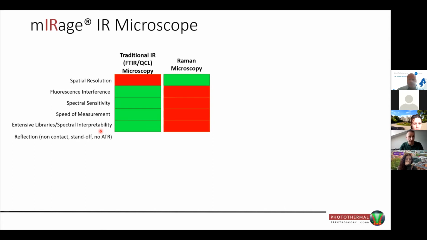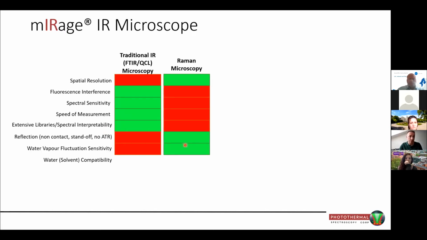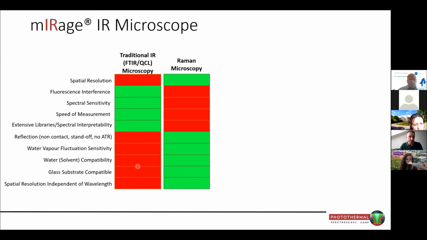If you want to work in reflection mode, which is generally a preferred mode, Raman is great for that. FTIR doesn't work so well in reflection. Water vapor can be troublesome in IR, not so much in Raman. Water as a solvent, again, is typically not so good with IR, fine with Raman, and so on. And also the spatial resolution: in the IR, your spatial resolution is very much dependent on your wavelength. In Raman, it's fixed. So it's no surprise that most labs have one of each, depending on what you want to get out of your experiment and what your needs are.